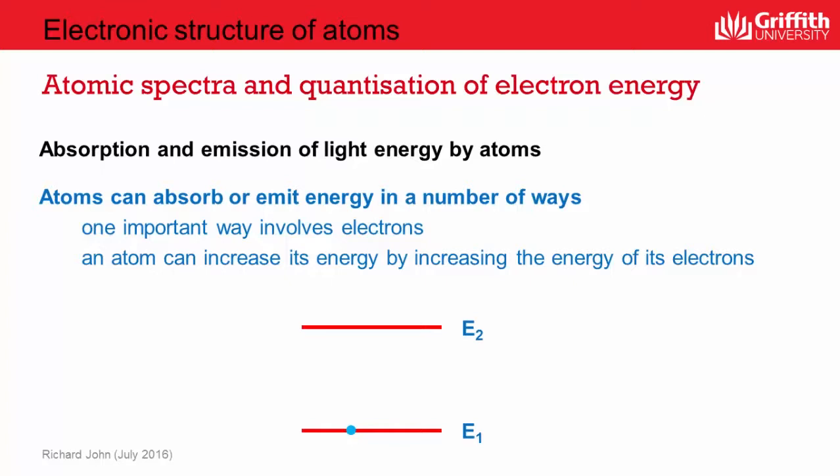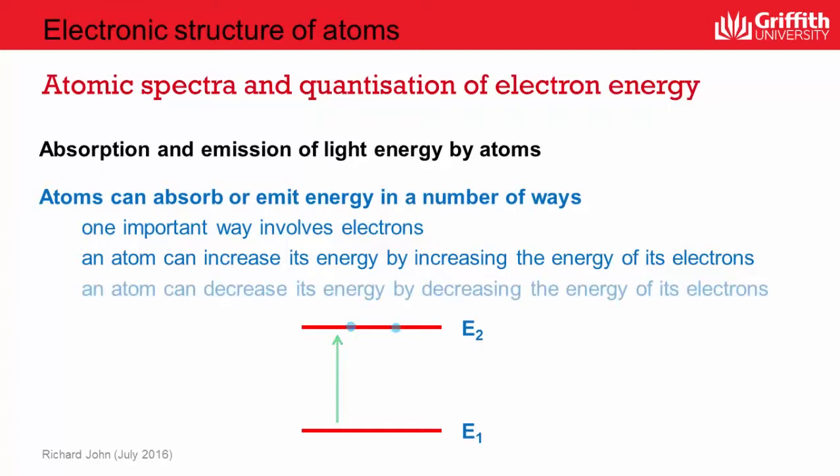So, for example, the blue dot representing an electron sitting at one energy level can easily be shown to increase its energy level going up to energy level E2. Similarly, an atom can decrease its overall energy by decreasing the energy of one or more of its electrons. So that electron at energy level E2 can go down to energy level E1, thus decreasing the overall energy of an atom.